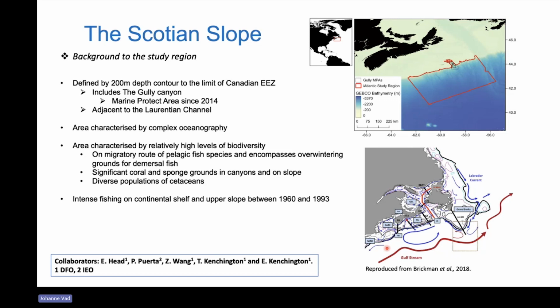So the study region is on migratory routes of pelagic fish and encompasses overwintering grounds for demersal fish. It also holds significant populations of corals and sponges on the canyon and the slopes. And finally, the canyon itself, which is a marine protected area since 2004, is known for its diverse population of cetaceans. Overall, the region has seen quite intense fishing on the continental shelf and the upper slope between the 60s and early 90s, but activities have since declined, mainly due to a decline in stock.